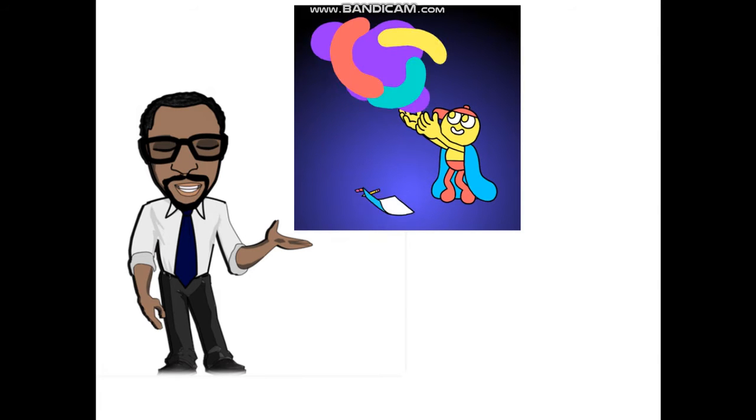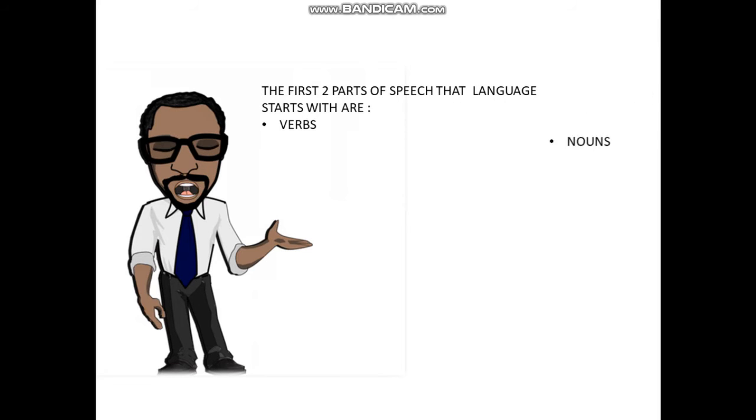So grade 7, let's learn the language of ideas, or as we call it, the language of art, so that we can communicate with the world. You see, languages all start with parts of speech. Art is no different. So when we go to language, the first two parts of speech that language starts with will be verbs and nouns. In art, we call them principles and elements.